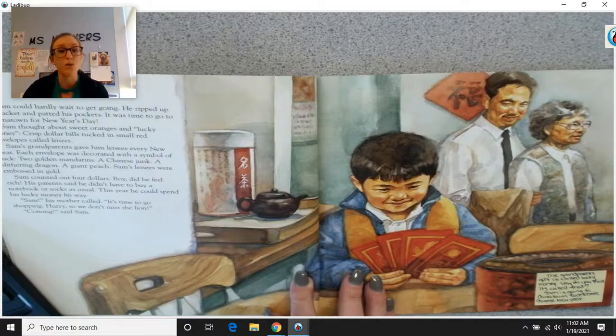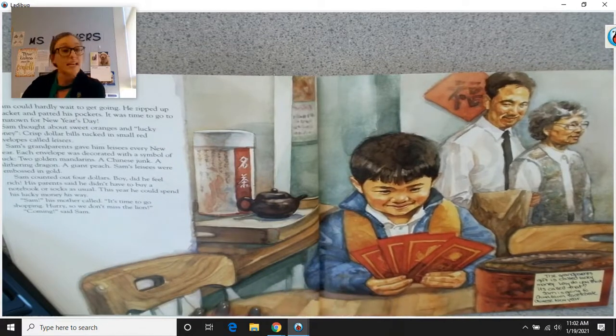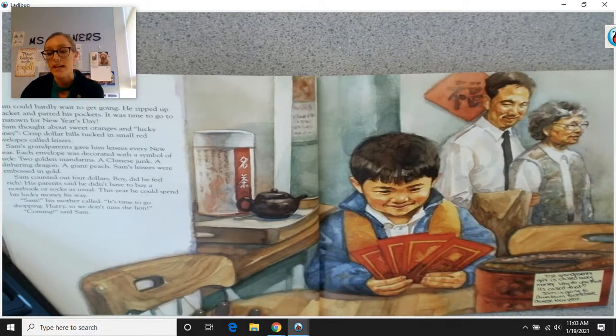Sam counted out $4. Boy, did he feel rich. His parents said he didn't have to buy a notebook or socks as usual. This year, he could spend his lucky money his way. "Sam," his mother called. "It's time to go shopping. Hurry so we don't miss the lion."